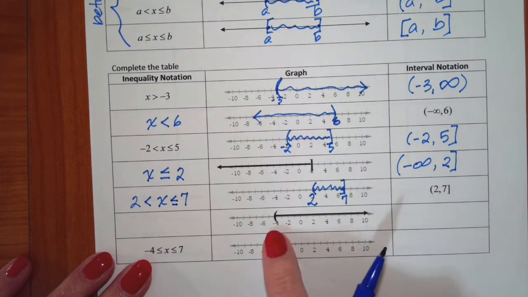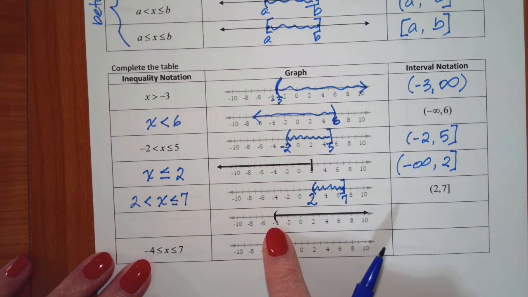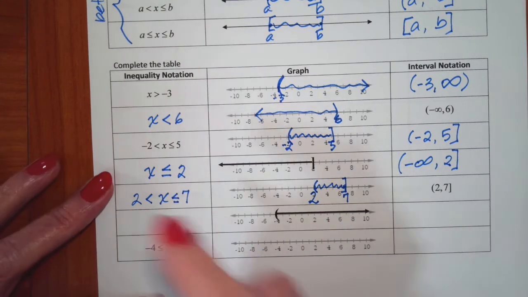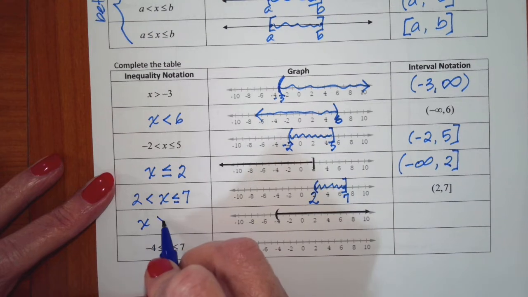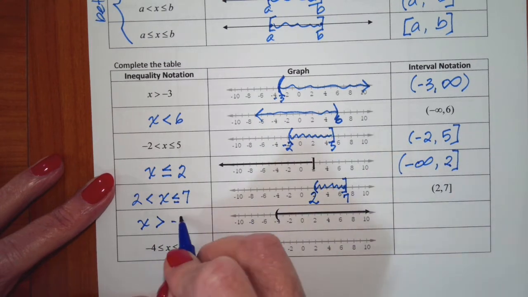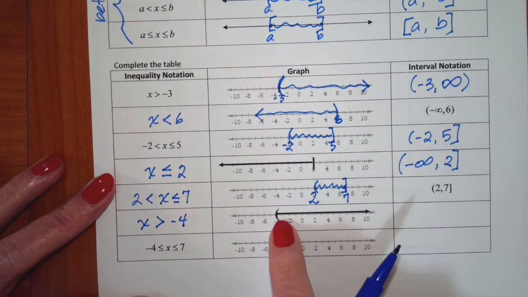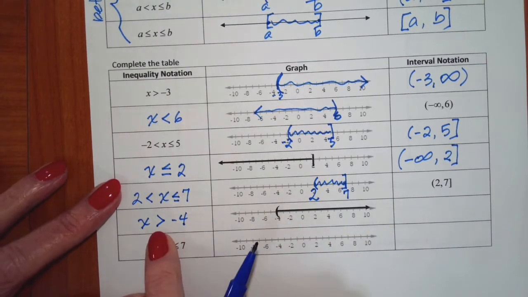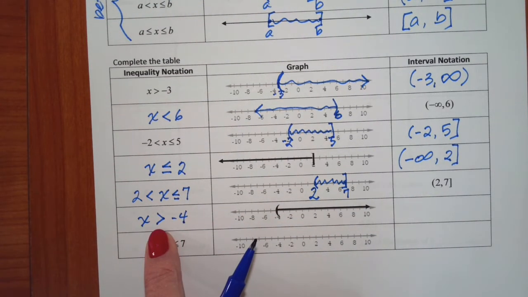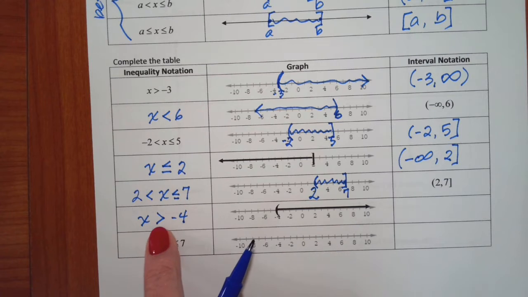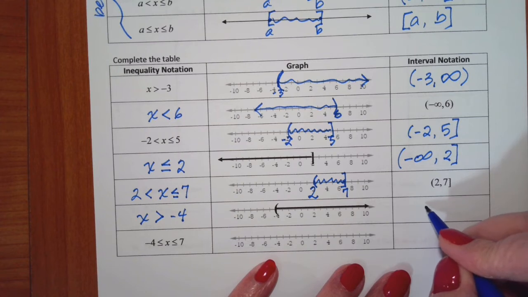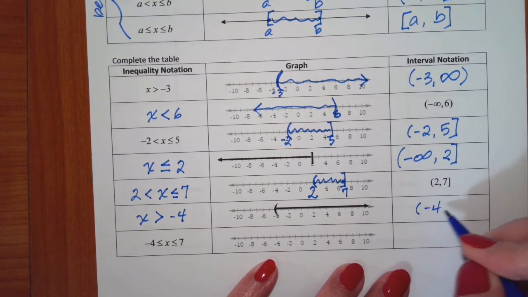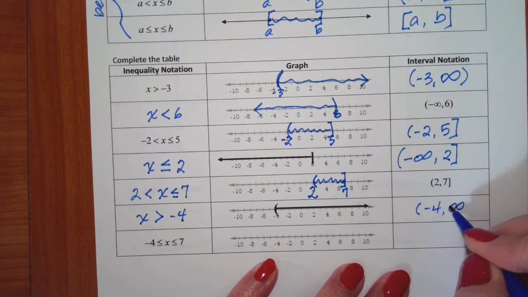Okay. All right, my boundary here is negative 4, and it goes to the right, so all of my x's are greater than negative 4. Since there is a parentheses, I leave it at greater than. If it was a bracket, I would put the equal sign in there. So in interval notation, this goes from negative 4 to infinity.